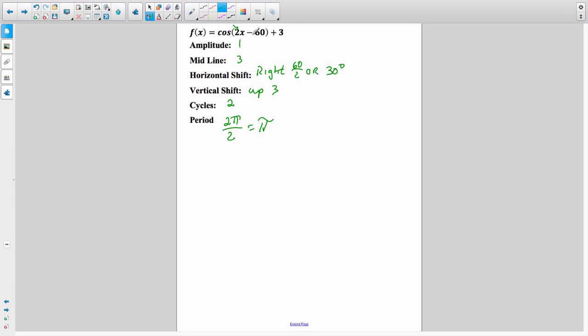If the number's on the outside, leave it alone. It's just a shift of whatever that is. Okay? And just as important, it's in the opposite direction of the sign. Now don't get crazy, because we've seen this before.